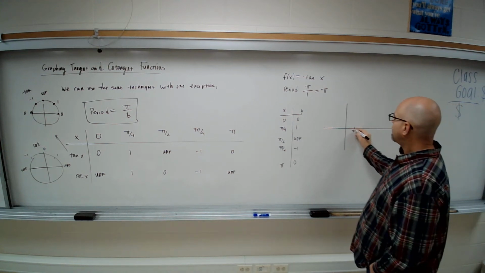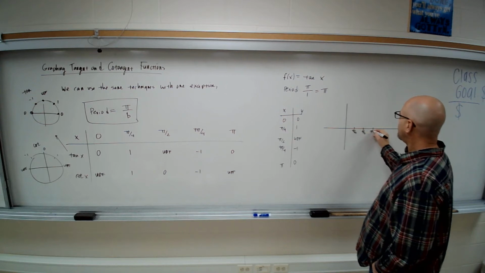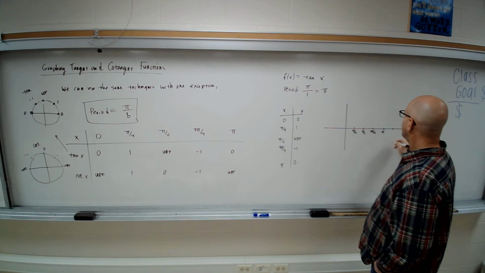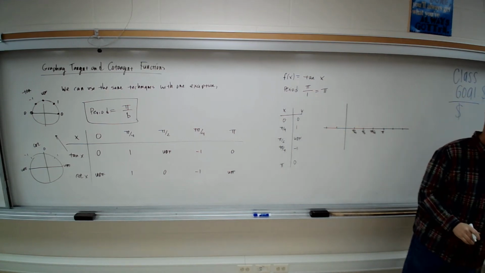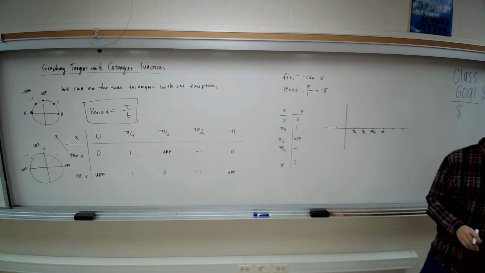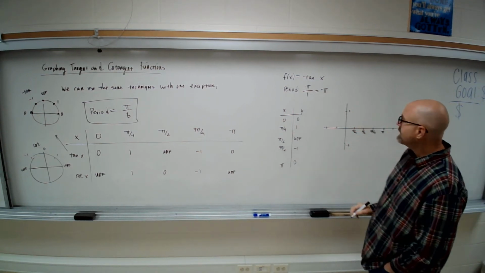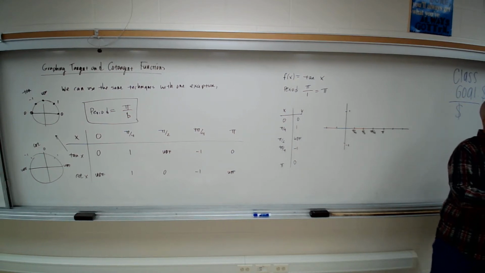So here's pi over 4, pi over 2, 3 pi over 4, pi. Spoiler, you're going to want a couple extra points on either side, but just take what it is there. And then here we have 1 and -1. So the first thing we do is we just plot what we have, right? We're just plotting our points.